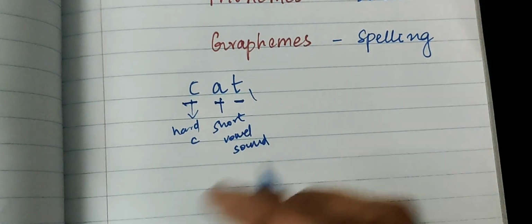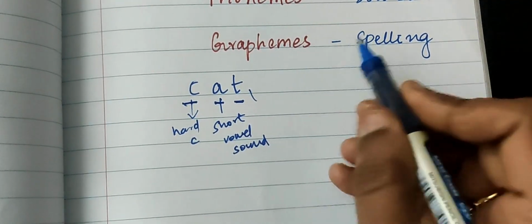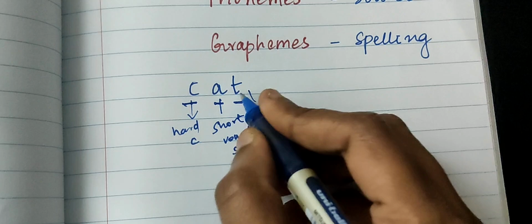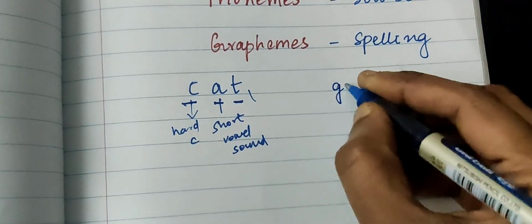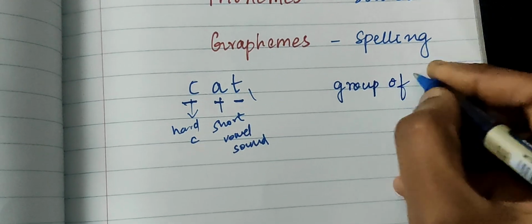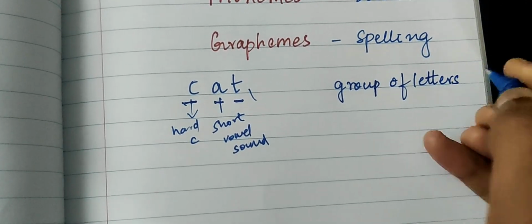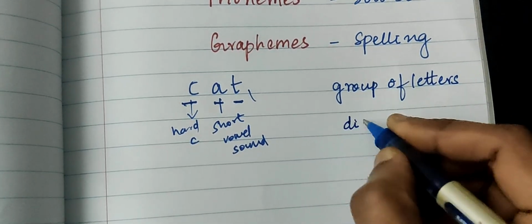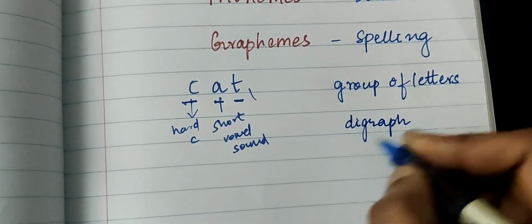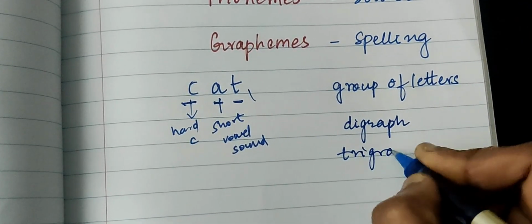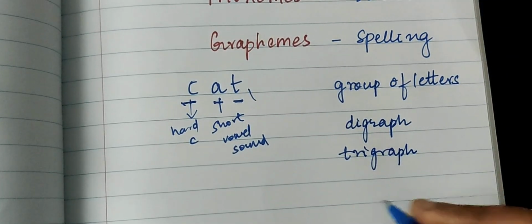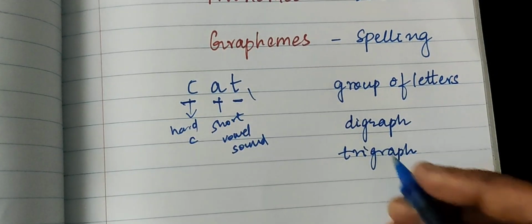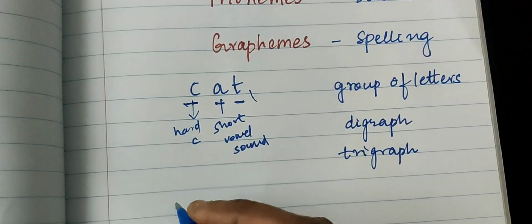So graphemes can be either a single letter like this, or a group of letters, like a digraph, a trigraph, or even a grapheme with more letters. Let's see a few examples.